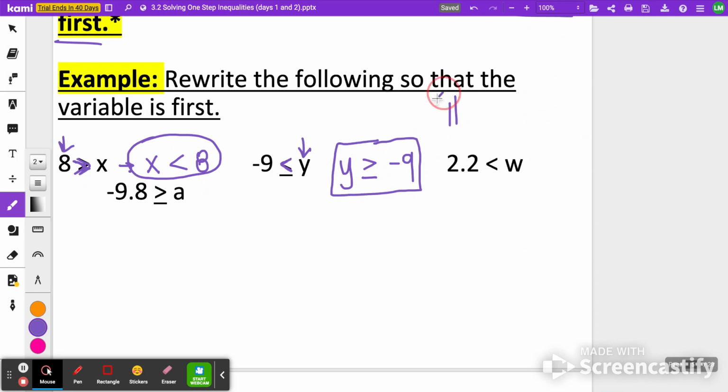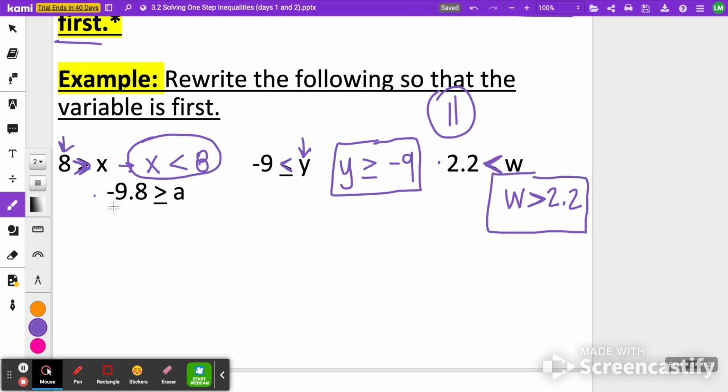Why don't you pause the video now and try to think about and write down how you can rewrite 2.2 is less than w and -9.8 is greater than or equal to a. All right, for this one, to rewrite it, I'm just going to flip it all around. W is first, 2.2 is next. The inequality symbol is opening up to W, meaning I want it to open up to W here. So W is greater than 2.2.